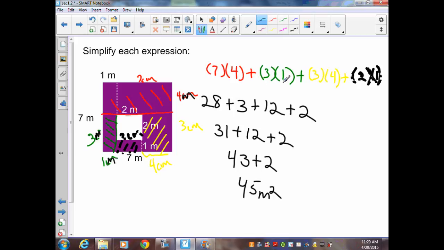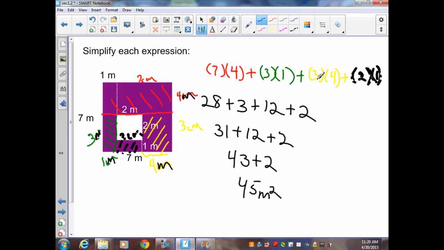And then my golden section or yellow section is over here. And I know that, again, this is 3. And I know that this is 1 and 2. So 1 and 2 is 3. 3 from 7 gives me 4 meters. So that gives me a section of 3 by 4.